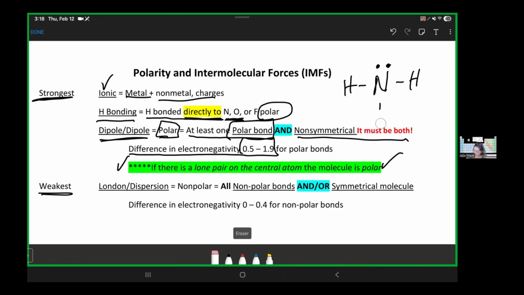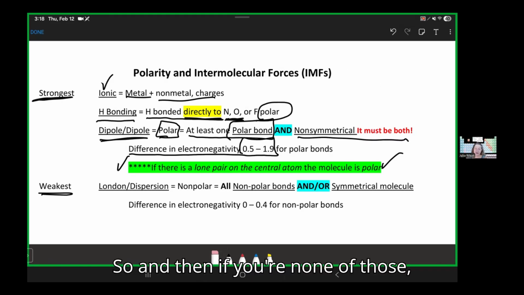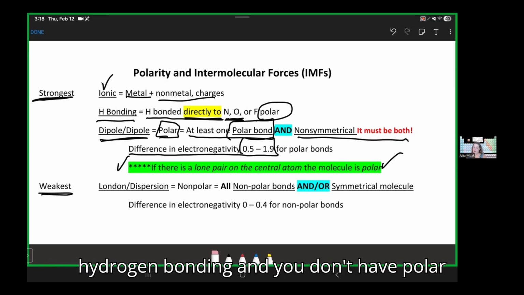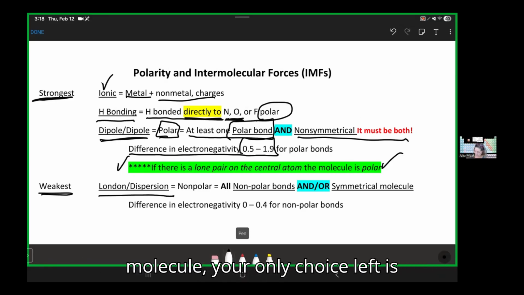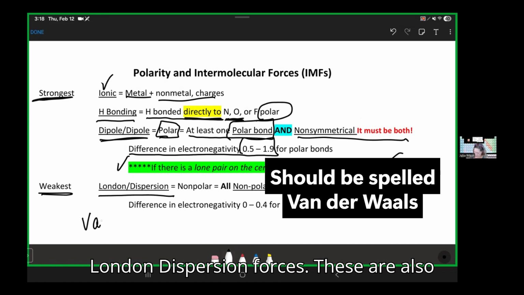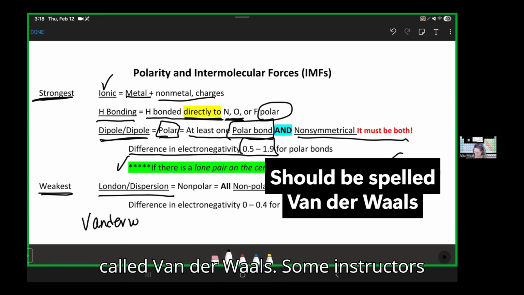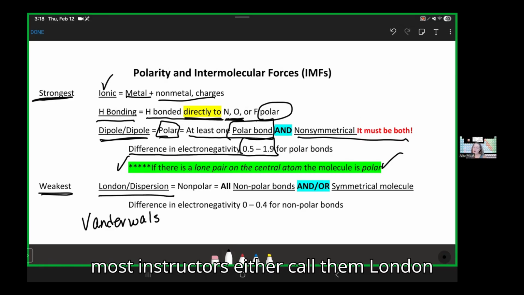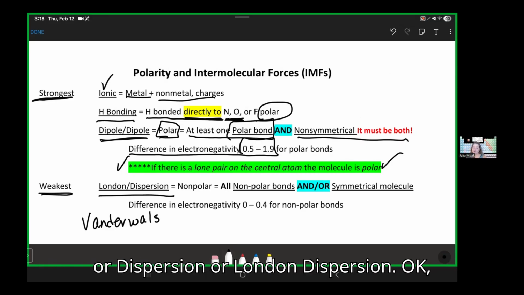Okay. So, and then if you're none of those, if you're not ionic, if you're not hydrogen bonding, and you don't have a polar molecule, your only choice left is London dispersion forces. These are also called van der Waals. Some instructors call those van der Waals forces, but most instructors either call them London or dispersion or London dispersion.